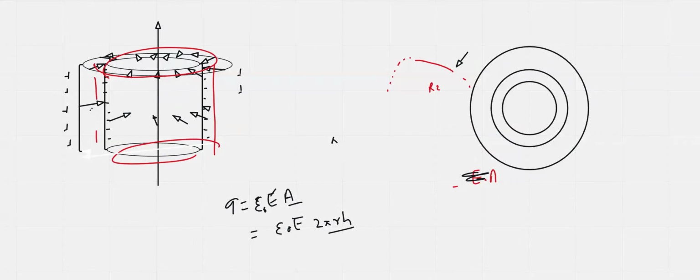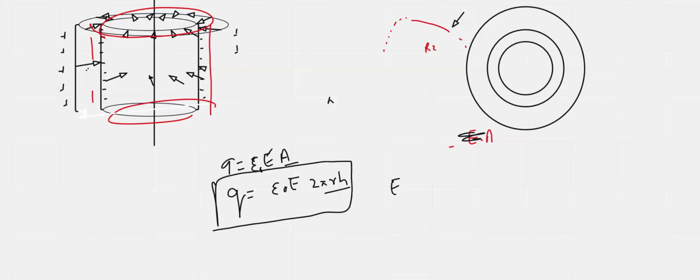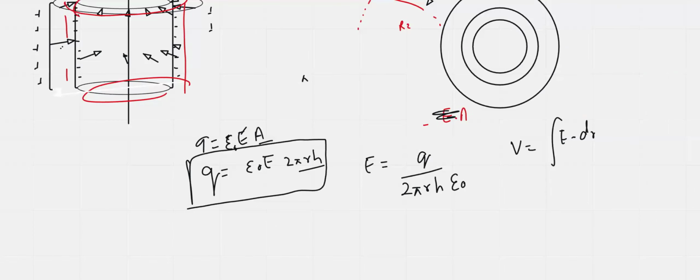Yeah, so this is what we have got. Charge equals this. Now we will be using this formula to compute our electric potential. We had to calculate the electric field. So what is the electric field from here? You can say the charge divided by 2 pi r h epsilon. What is potential? E multiplied by dr.